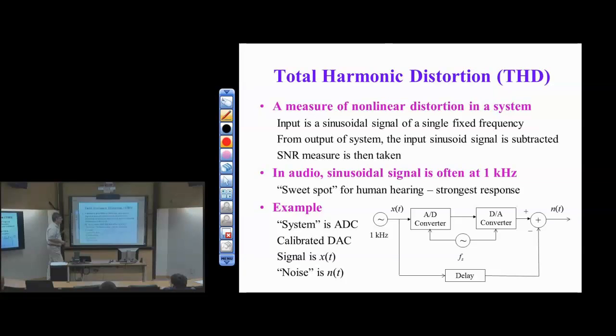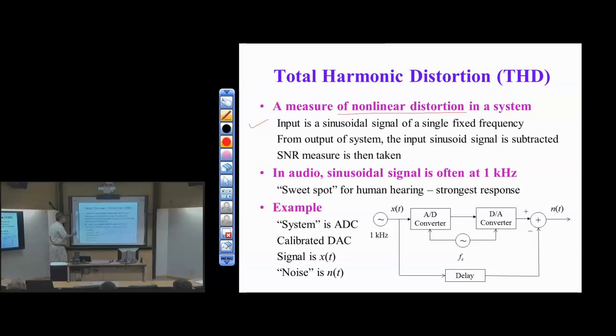Total harmonic distortion is a measure of pretty much all the nonlinear distortion in the system, due to quantization and all kinds of effects. The test signal that we're going to use as input is a sinusoidal signal of a fixed frequency. For audio, we tend to use the sweet spot of human hearing, which is, remember this? 1 kilohertz. Very good. You'll do well in an interview. I want you to do well in your interviews.